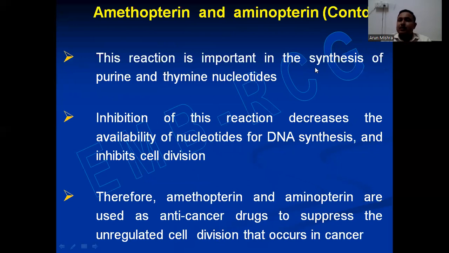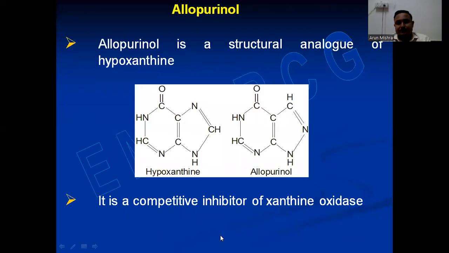This reaction is important in the synthesis of purine and thymine nucleotides. Inhibition of this reaction decreases the availability of nucleotides for DNA synthesis and inhibits cell division. So we can see if we want to decrease cell division, that's generally the case in cancer. Therefore, these two are used as anti-cancer drugs to suppress the unregulated cell division that occurs in cancer.